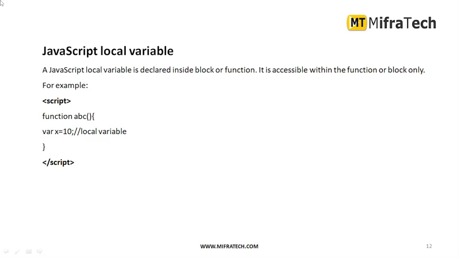JavaScript local variable. A local variable is declared inside a block or a function. It is accessible within the function or block only. For example, a function with the function name abc, and a variable has been declared inside it. That variable is considered a local variable.